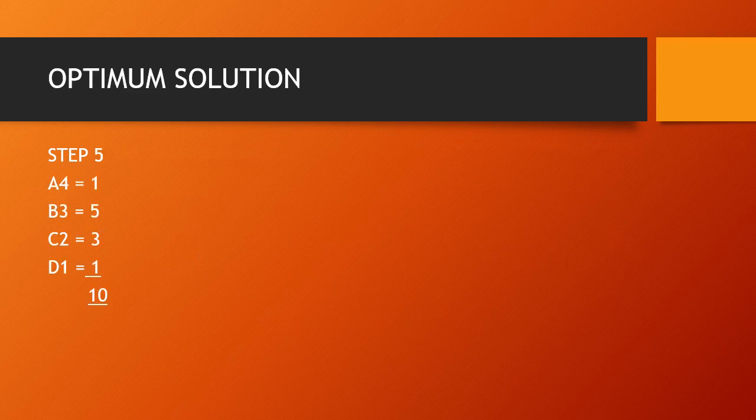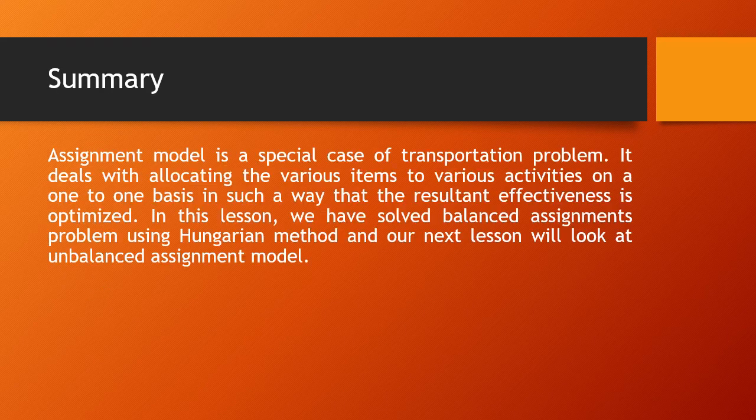Now, let's look at the optimal solution. This is the optimal solution. A4 we have 1. B3 we have 5. C2 we have 3. D1 we have 1. That gives us a total of what? 10. Let's look at the summary of what we have done so far.